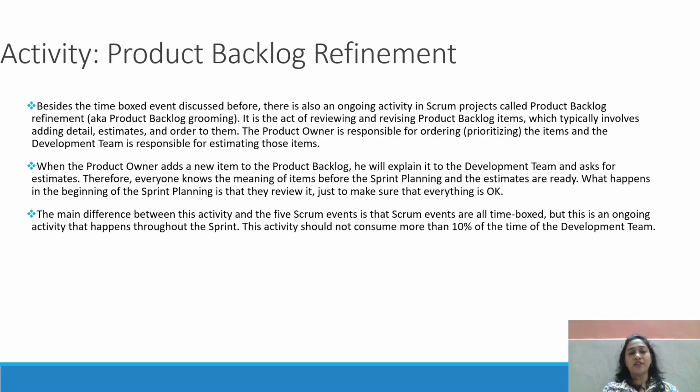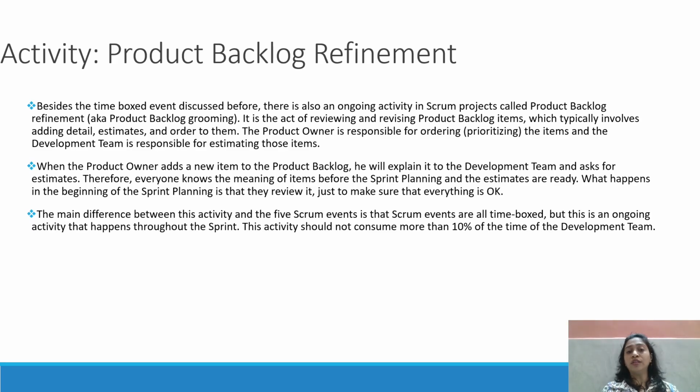So we have one activity, that is product backlog refinement. Besides the time-boxed events discussed before, there is also an ongoing activity in Scrum projects called product backlog refinement. We can say we have one meeting weekly. It is the act of reviewing and revising the product backlog items, which typically involves adding details, estimation, and order to them. We can reorder those, re-estimate, and add details as well. It is an ongoing process.